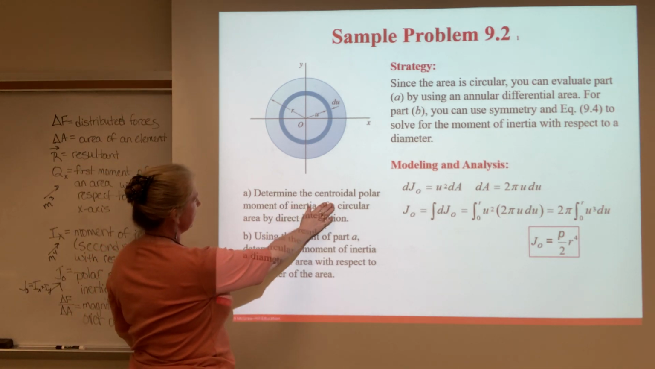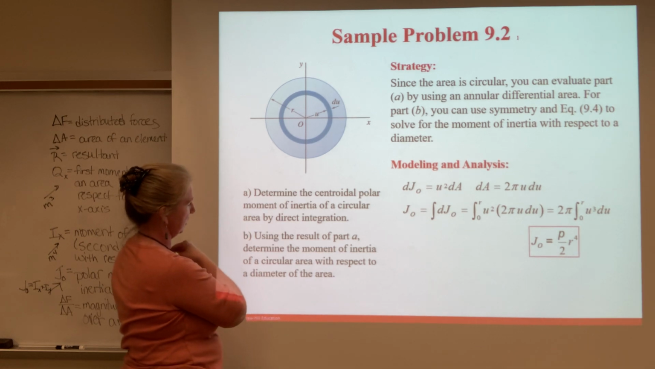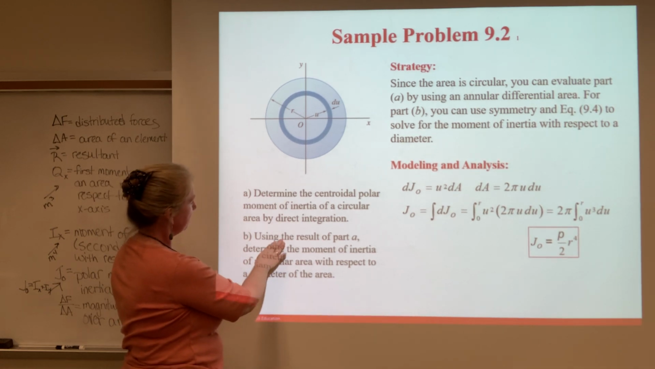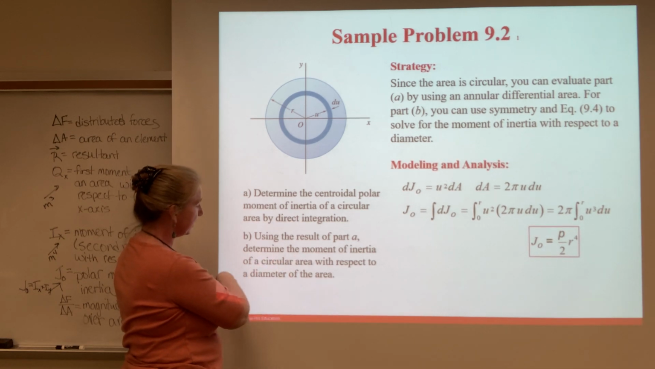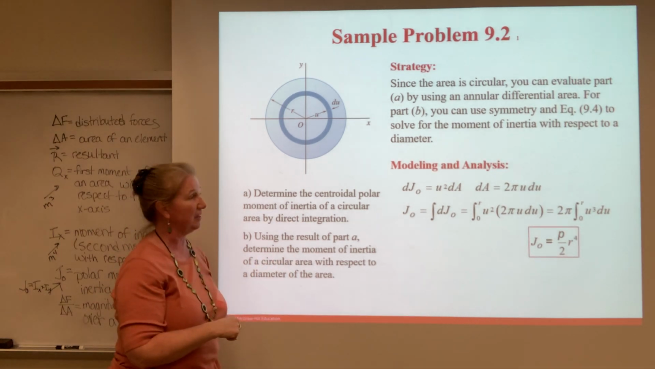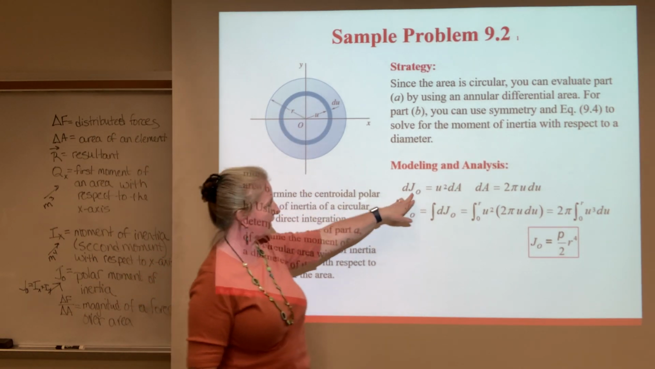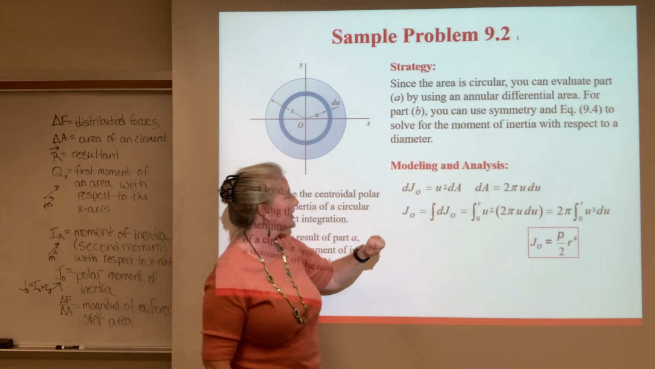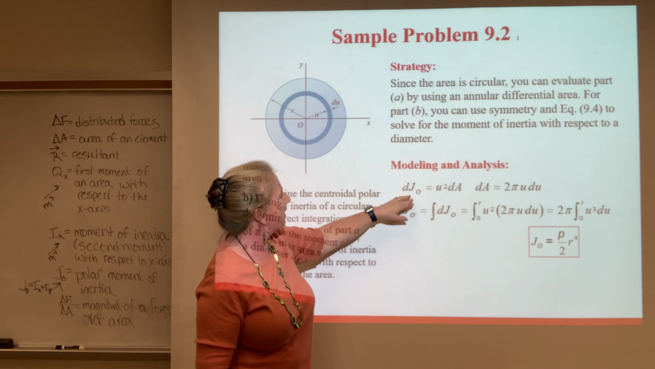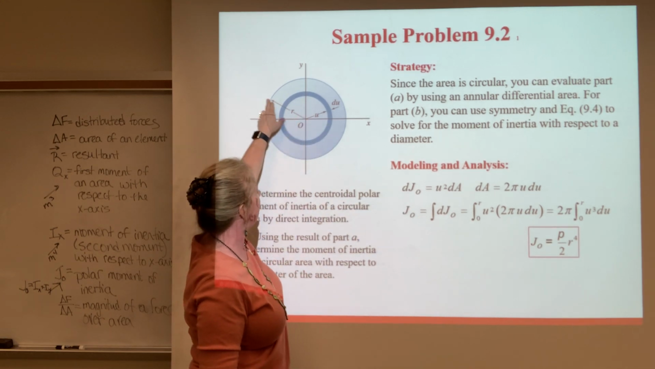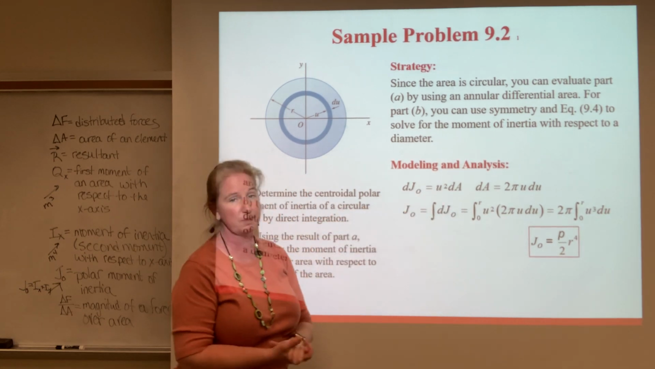So we want to find the centroid polar moment of inertia of a circular area by direct integration. Then the second part is to determine the moment of inertia of a circular area with respect to the diameter of the area. So since this area is circular, I would like to use polar moment of inertia. My polar moment of inertia, I'm going to use radius, right? So it's radius squared times dA, that's my formula.